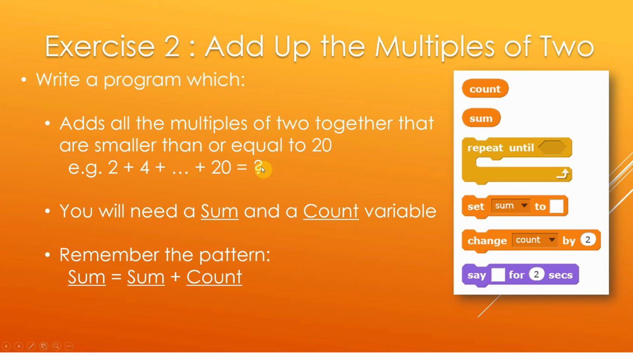will give us our answer. We are going to need a sum and a count variable, and we need to remember the pattern sum equals sum plus count. So we've got 2 variables, count and sum. We need a repeat until to make sure we don't go bigger than 20 on our count, and we need to set sum equal to sum plus count, and we need to change count by 2 because we're counting up in 2s, and then we're going to say the answer at the end for 2 seconds.